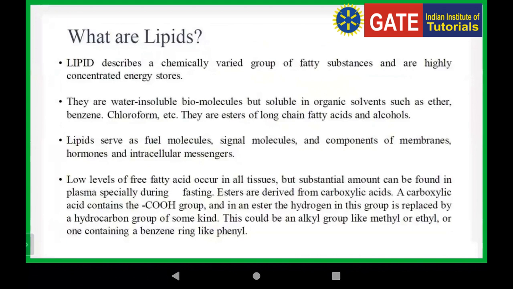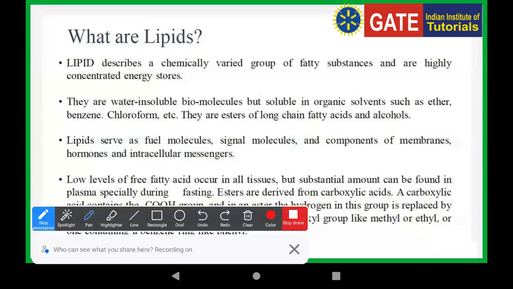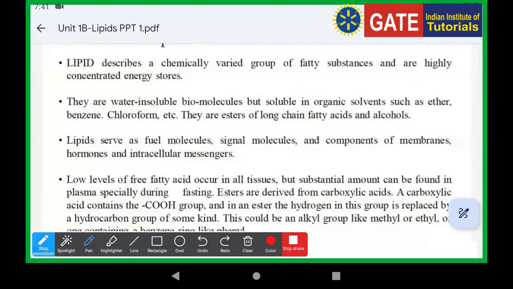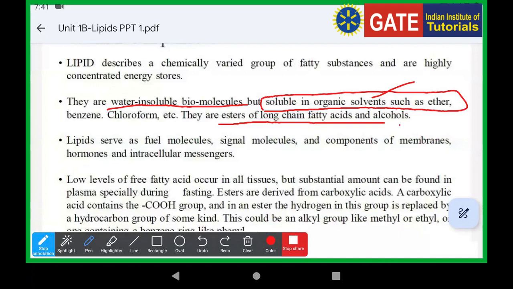Lipids are micromolecules that are insoluble in water. So they're water-insoluble biomolecules, but they're soluble in organic solvents. Lipids are generally the esters of long chain fatty acids and alcohol. As we discussed with the cell membrane, lipids play a very important role in the organization of cell membranes, right? And lipids are important molecules for signal transduction.